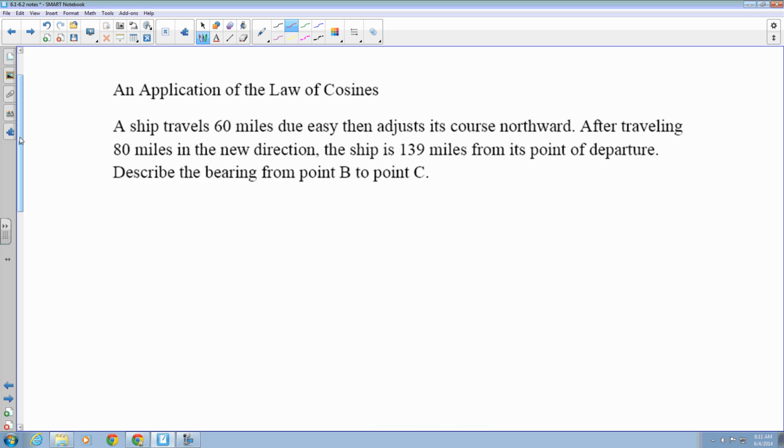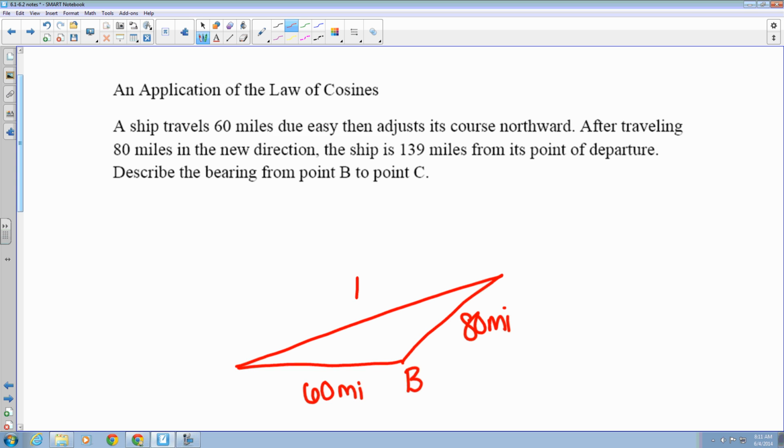A ship travels 60 miles due east, that should say 60 miles, and then adjusts its course northward. So it's not going straight north, it's just changing a little bit north. After traveling 80 miles in the new direction, it is then 139 miles from its point of departure. Describe the bearing from point B to point C.